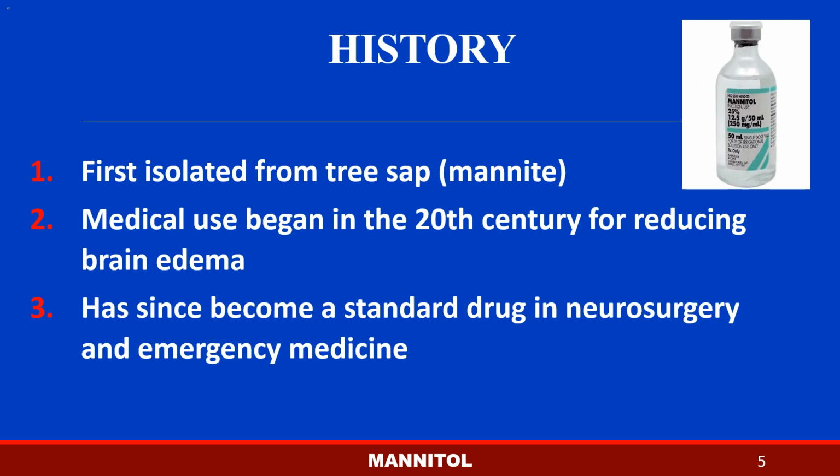History of mannitol. 1. First isolated from tree sap. Mannitol was originally obtained from the sap of certain trees. 2. Medical use began in the 20th century for reducing brain edema. Doctors started using mannitol in the 1900s to help reduce swelling in the brain. 3. Has since become a standard drug in neurosurgery and emergency medicine. Mannitol is now commonly used in surgeries involving the brain and in emergency situations to manage conditions like increased brain pressure.